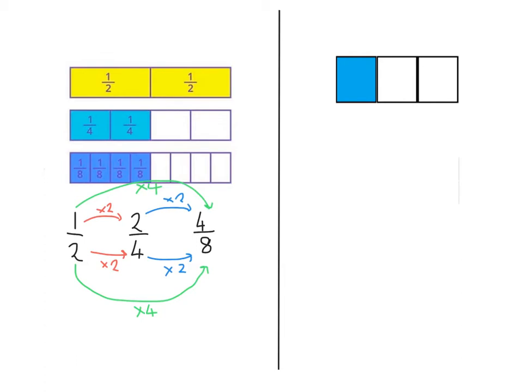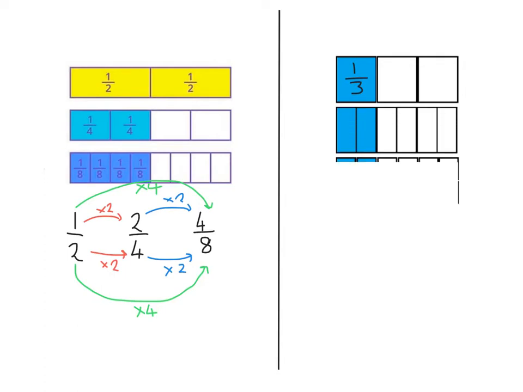So over here, we've got a third. And if I have a look, if I split this up, so I've split them up even more. So now we've got 1, 2, 3, 4, 5, 6. So each of these are sixths. So this is a sixth, and this is a sixth. So that means that a third is equal to 2/6.